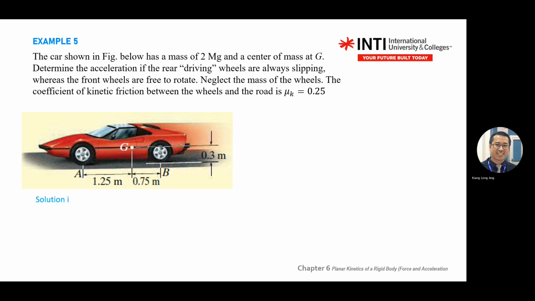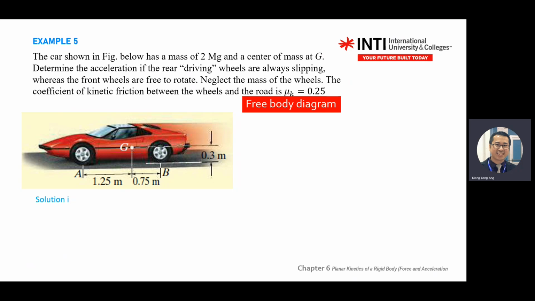Mass was given. Determine the acceleration of the car with rear driving wheels that are always slipping, where the front wheel is free to rotate. What do I mean by free to rotate? It means no contact forces anymore, no friction. Ignore the mass of the wheel, and the friction was given. How to convert this into a free body diagram? What is the first force you put in your free body diagram? Weight at where? G. Then contact force, contact force.